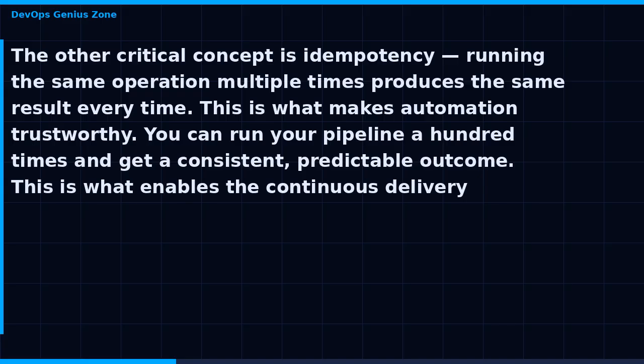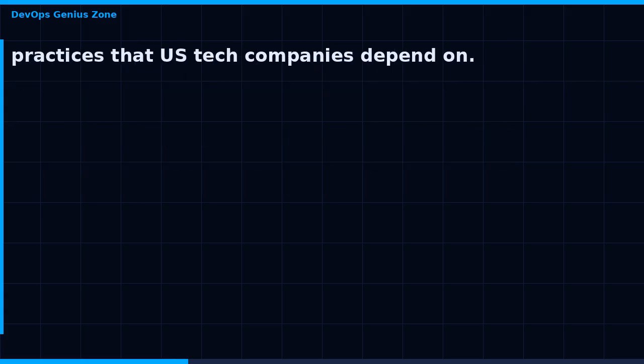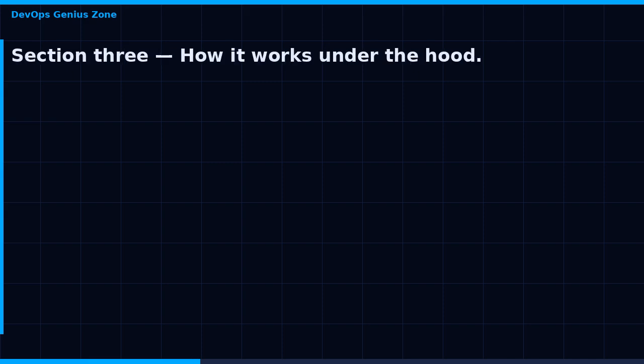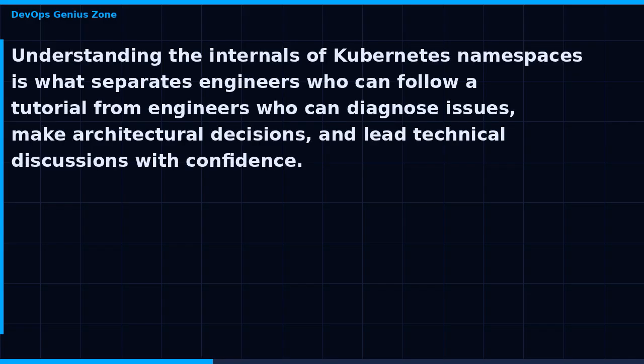Section 3: How it works under the hood. Understanding the internals of Kubernetes namespaces is what separates engineers who can follow a tutorial from engineers who can diagnose issues, make architectural decisions, and lead technical discussions with confidence. When you interact with Kubernetes namespaces, there is a control layer that receives your instructions, validates them, computes the difference between the current state and your desired state, and then executes the operations needed to close that gap.